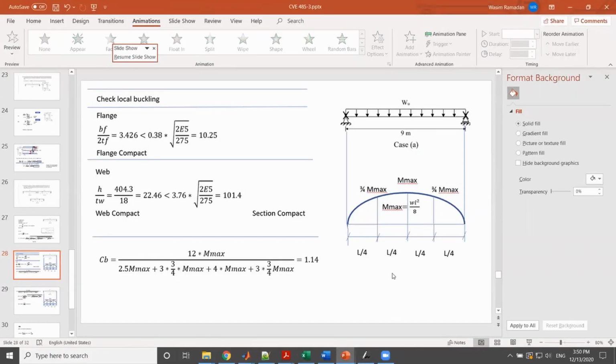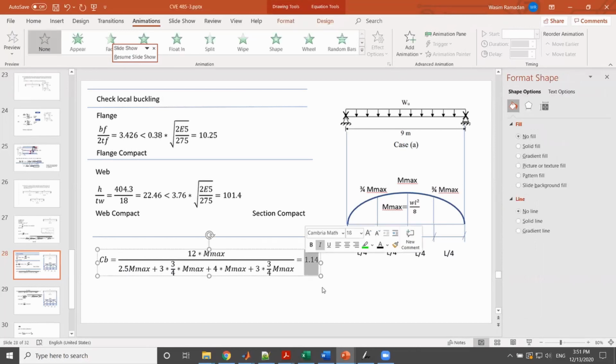So you have to check the internal moments if you can find them directly from moment diagrams. Okay, now I have everything set. So I have 2.5 and everything in terms of M max. Why did I do that? So M max cancels out. This M max would go with all the others at the bottom when you sum them up, and you would obtain CB equal to 1.14.